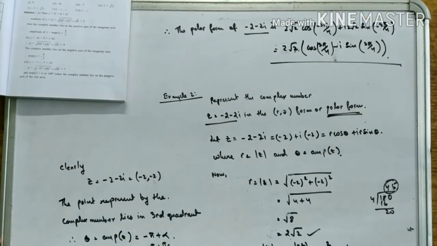Okay, so this is how we represent a complex number in r theta form or polar form.